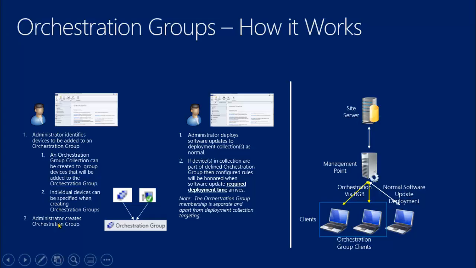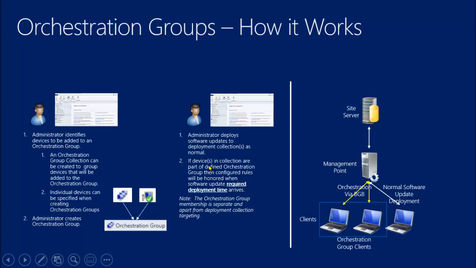And then you finish through the wizard and go ahead and create your orchestration group. That's what I'm trying to illustrate here. You might have collections that are your source for members of the orchestration group. You might have individual devices that are your source for membership in orchestration groups, either way. So once you have those built and it's time to deploy updates, the administrator is going to go through and deploy the software updates as normal to the normal deployment collections.